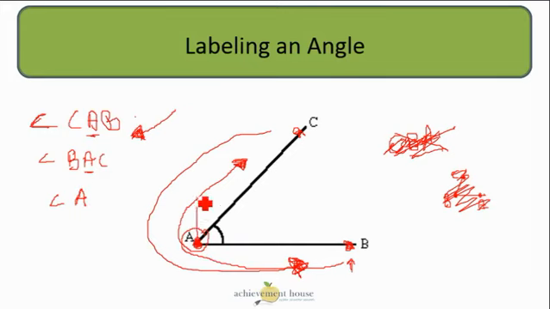Now if there was another ray coming off of vertex A, and I essentially had another angle here, we could not call this angle that I'm pointing at right now angle A, because A is also the vertex for this angle. So it's not specific enough in that case for us to use angle A. But that's not there, so right now we could call this angle A.